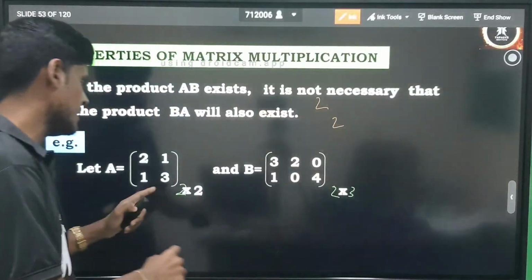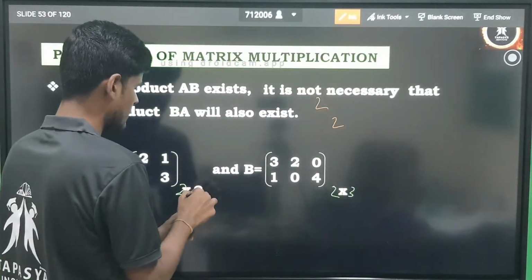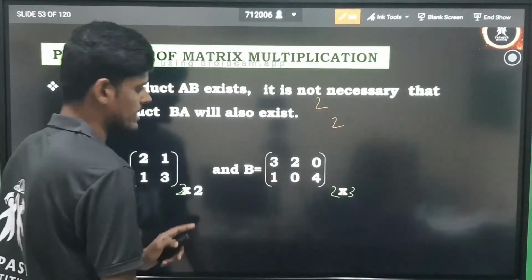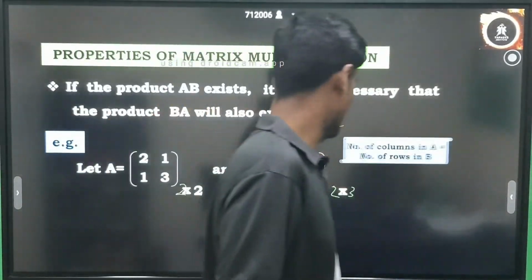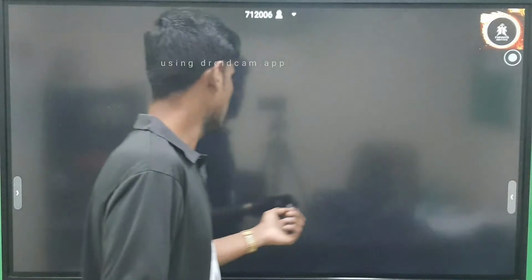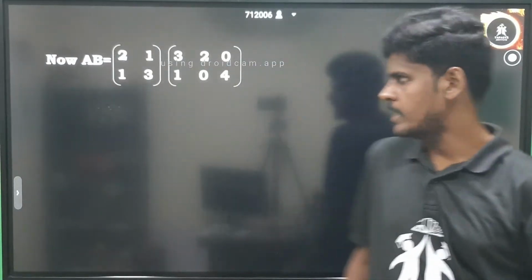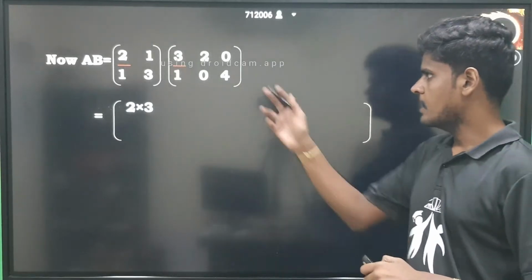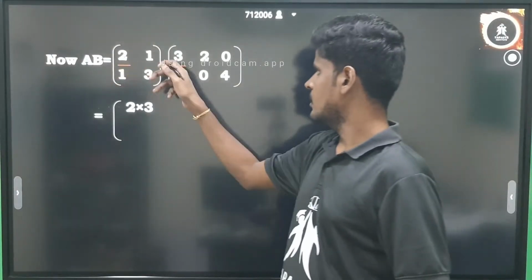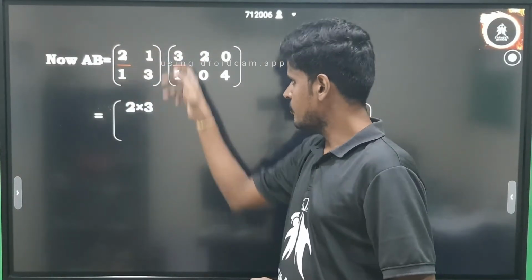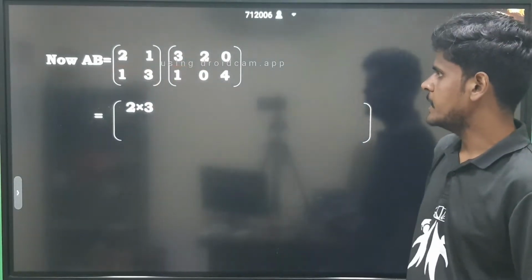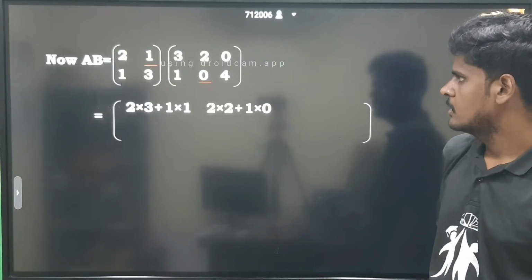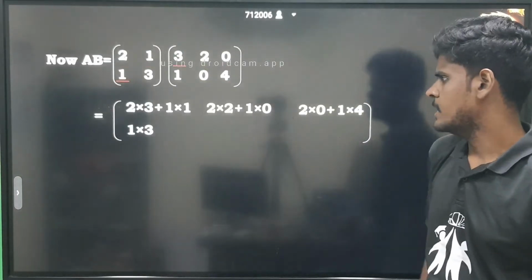What is the condition for AB matrix? Number of columns in the first matrix and rows in the second matrix must be the same. So order 2 by 3 will be possible. Now AB matrix, we can multiply these two matrices. And how to multiply? AB11 is first row, first column, AB12 means first row and second column, correspondingly multiply the elements. So the answer will be this.